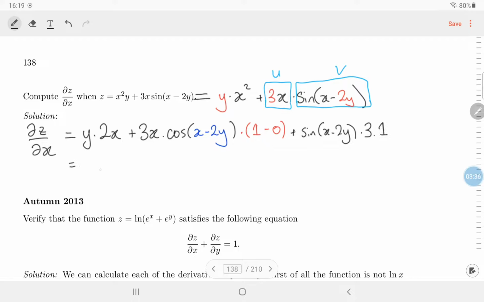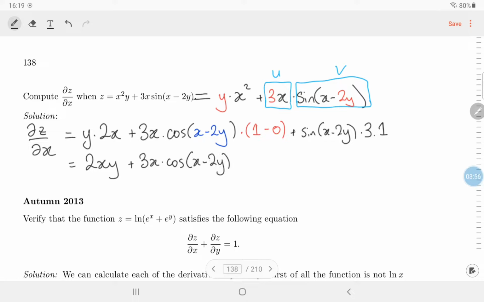So we can tidy this up, y by 2 by x. Now y, 2 and x are all numbers. You can multiply them together whatever order you want. For example, 2xy. And then the red thing in the next term is just 1. And anything times 1 is itself. So it's just 3x times cos of x minus 2y.